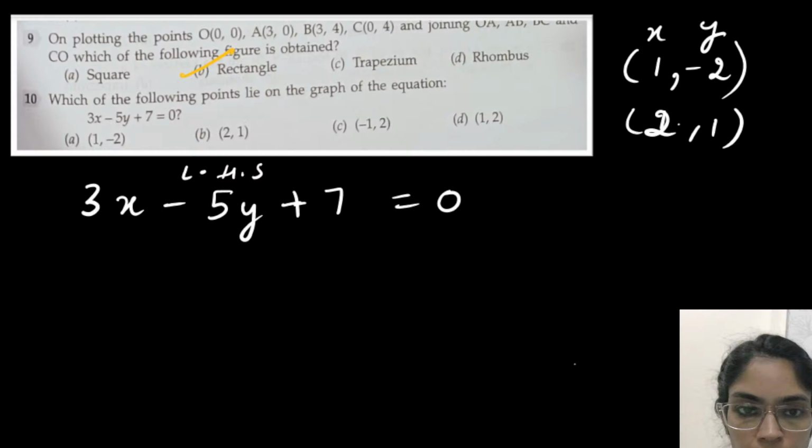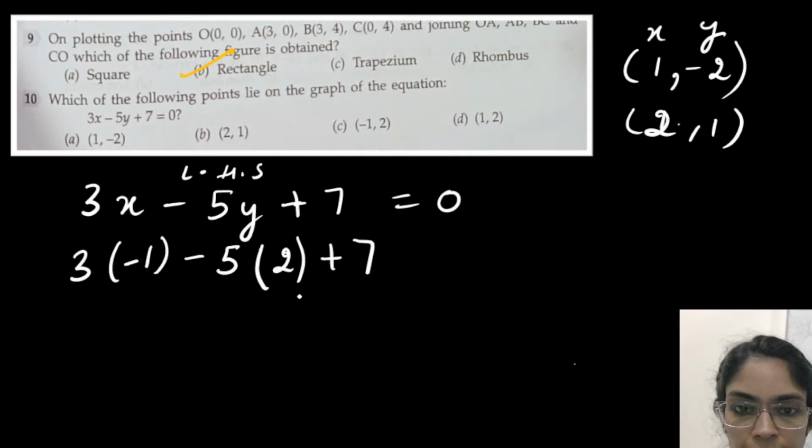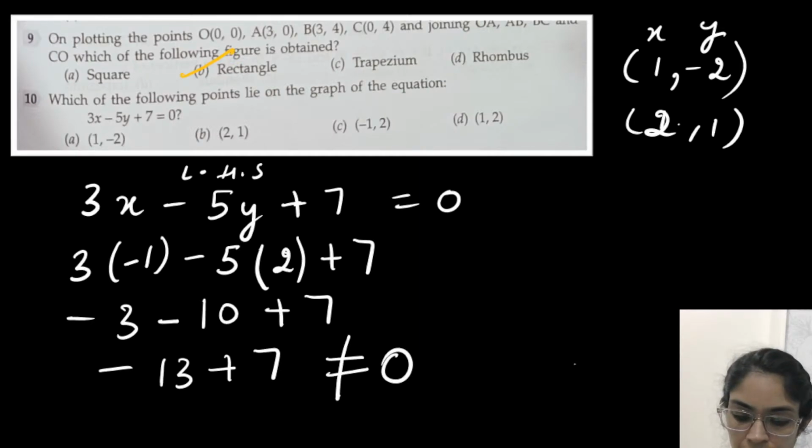C option, x value is -1, so 3 into -1, minus 5 into y, y is 2, plus 7. So -3 minus 5 into 2 is 10, plus 7. So this is -13 plus 7. So this is also not equal to 0 we'll get. So option C is not the correct one.